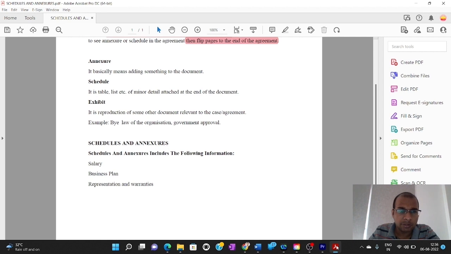Now let's see some examples of schedules and annexures. So the salary of the employee, the business plan, the representations and warranties, and many more things.